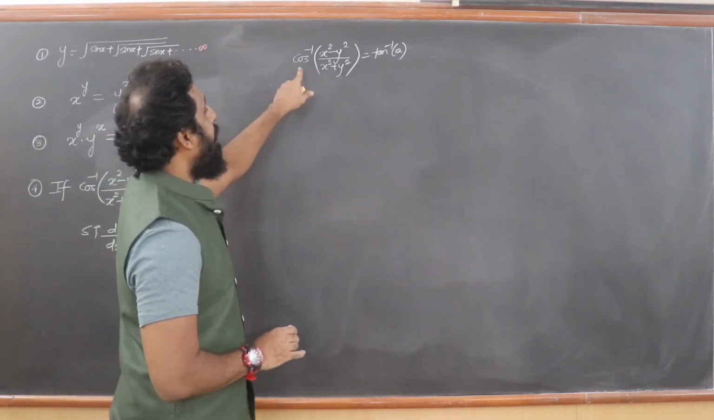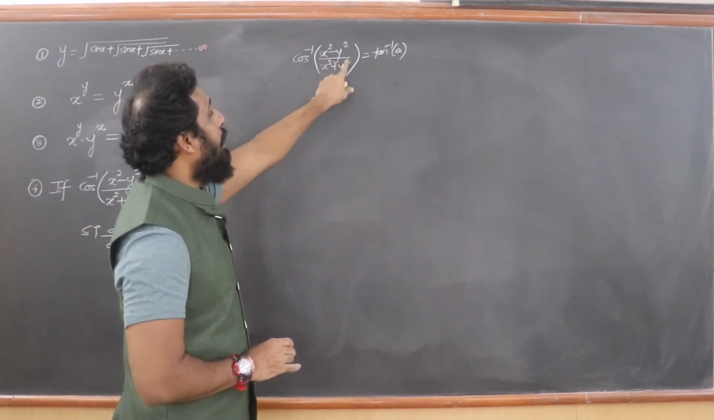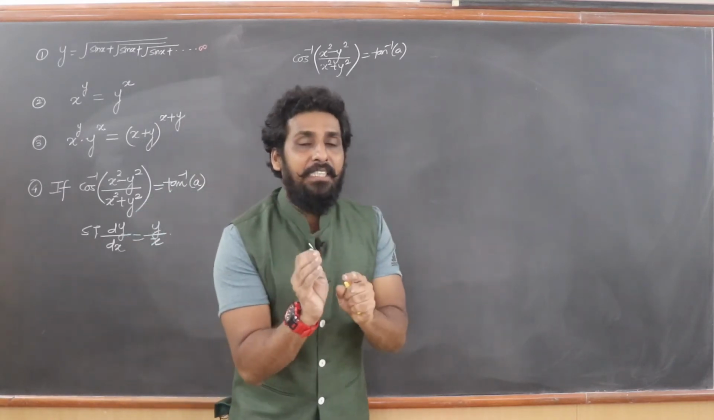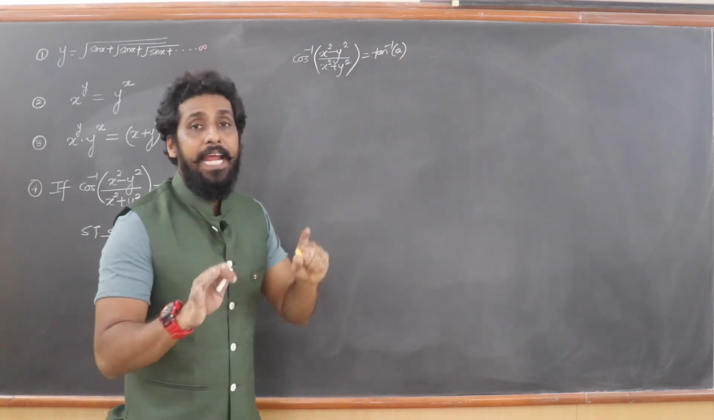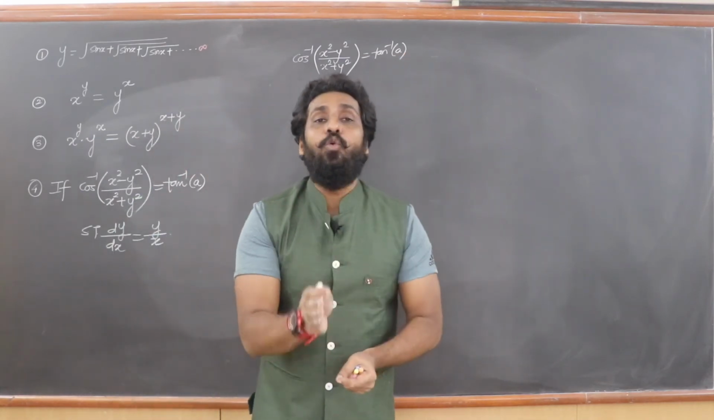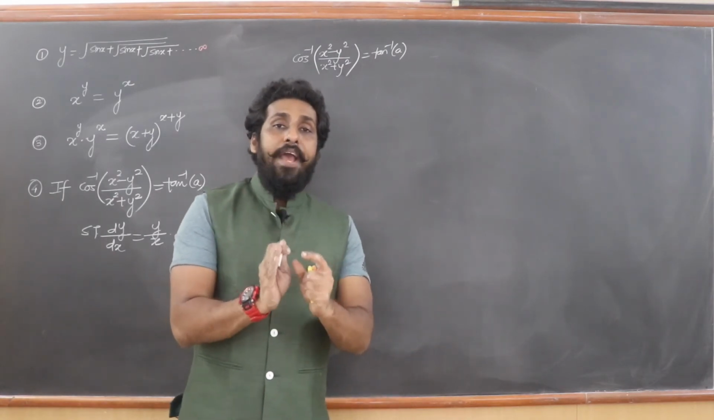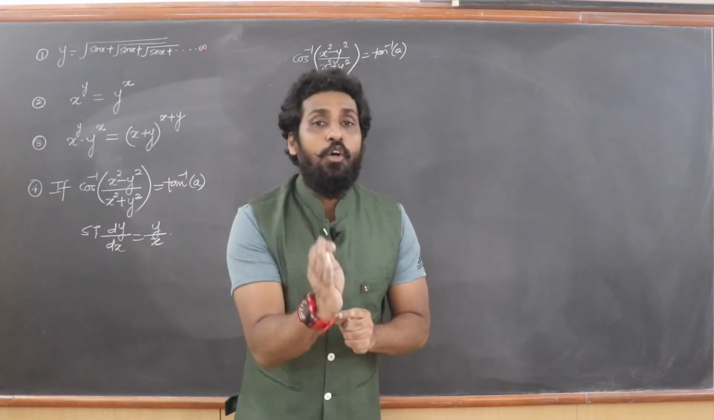As I said, we have cos inverse of x square minus y square upon x square plus y square inside the bracket, equal to tan inverse of a on the right hand side. Now you have to start analyzing the question very properly. If you observe the right hand side, there is a. Is your mind telling you that a is a constant? A is a constant. Are you getting it? There are only two variables involved in the question. There is x and then there is y. A is a constant term.